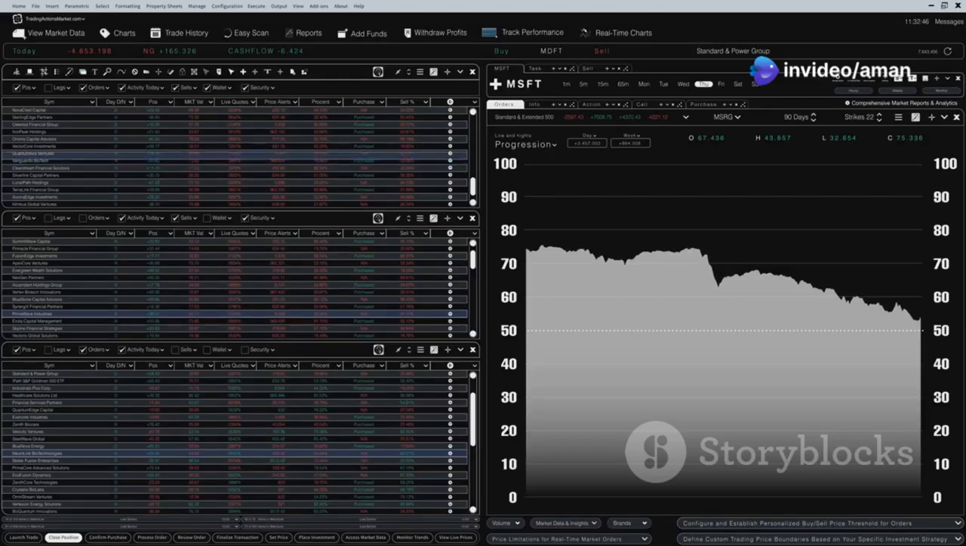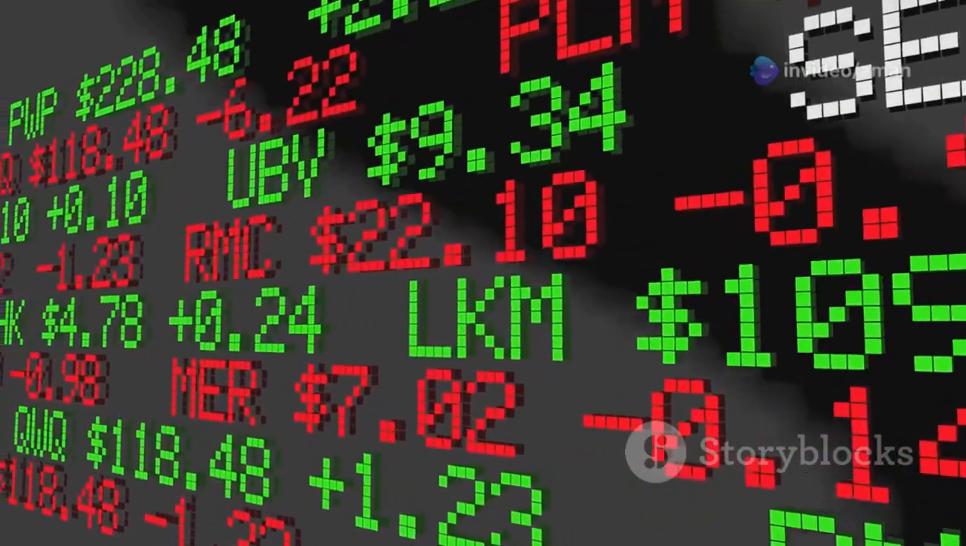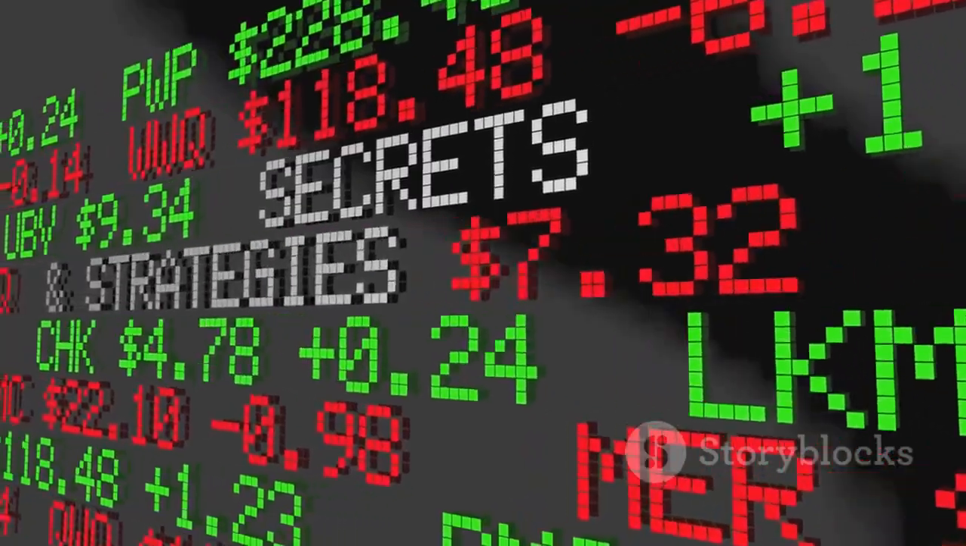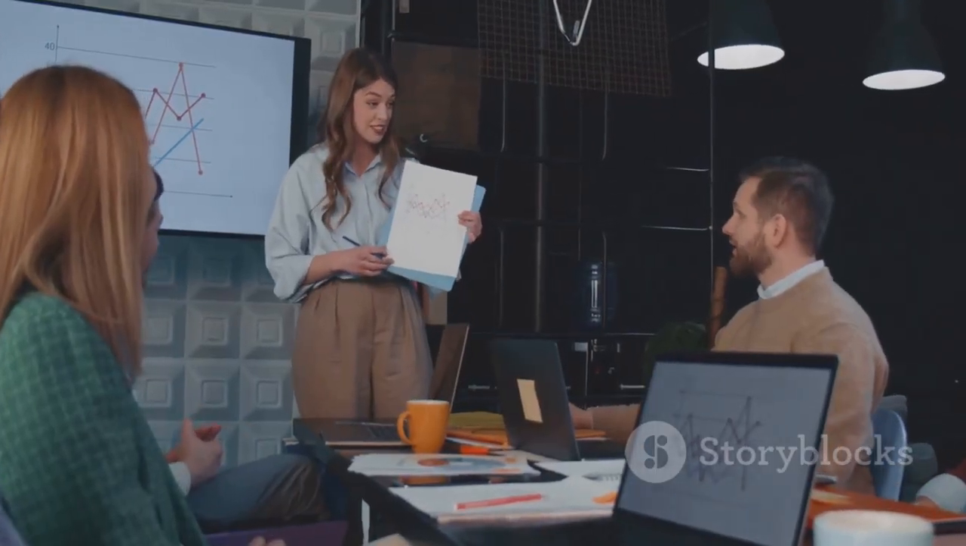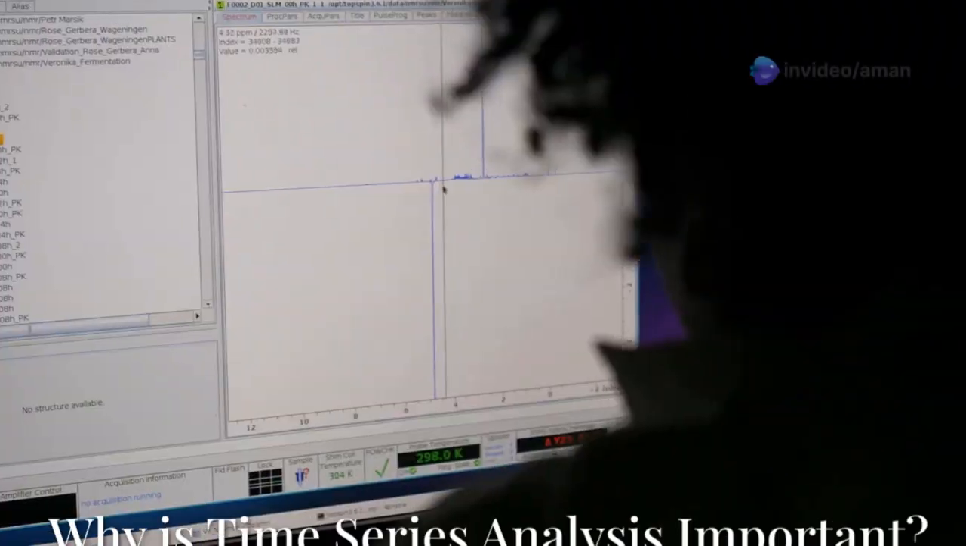Time series data is everywhere. From stock prices fluctuating every minute to the daily temperature changes, understanding time-dependent patterns helps us make better decisions.